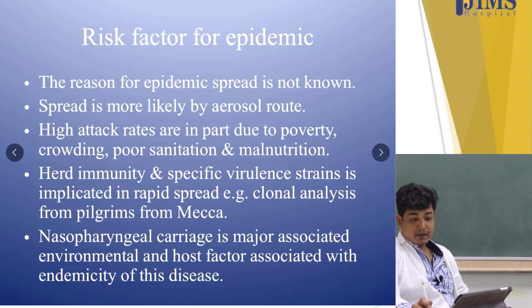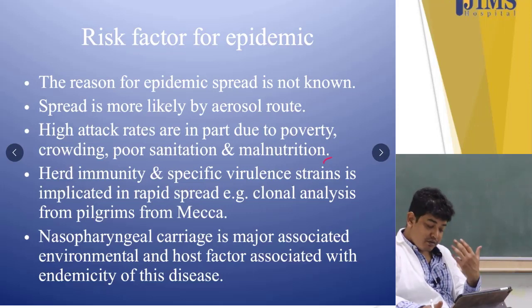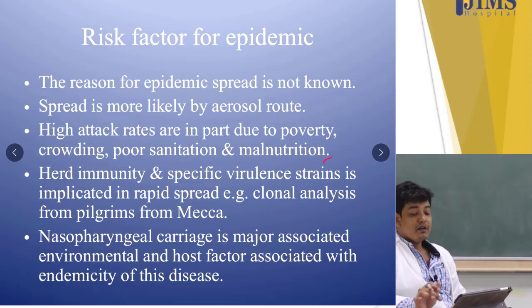Now, risk of this epidemic. The reason for the epidemic spread is still not known. We are still not aware of the reasons why this epidemic actually happens. What we think is the most likely cause is the aerosol route. It can be transmitted by the aerosol route. And higher attack rates are mainly because of poverty, overcrowding, poor sanitation and malnutrition. Mostly people from the low socioeconomic group are seen to have this disease because of poverty, overcrowding, poor sanitation, and most importantly, malnutrition.